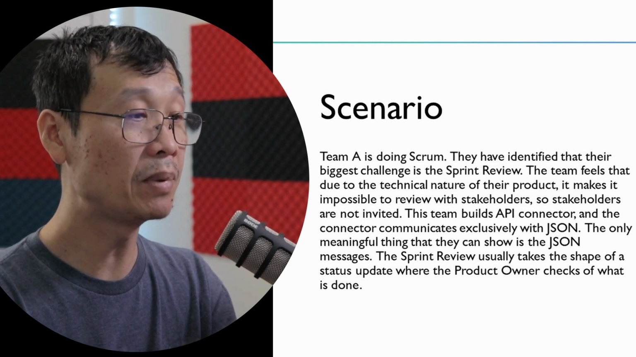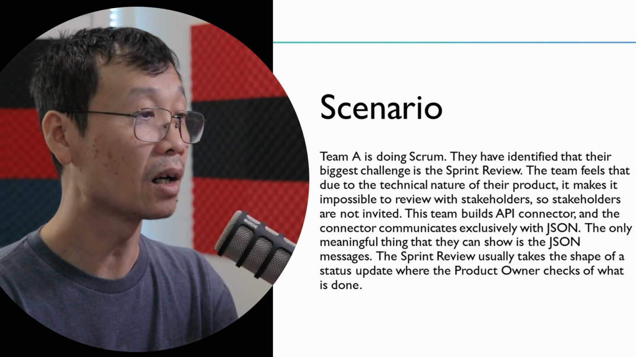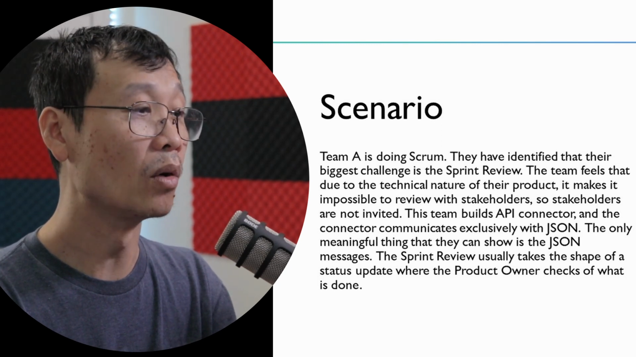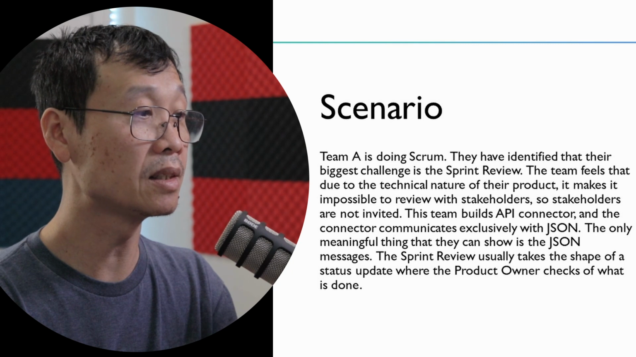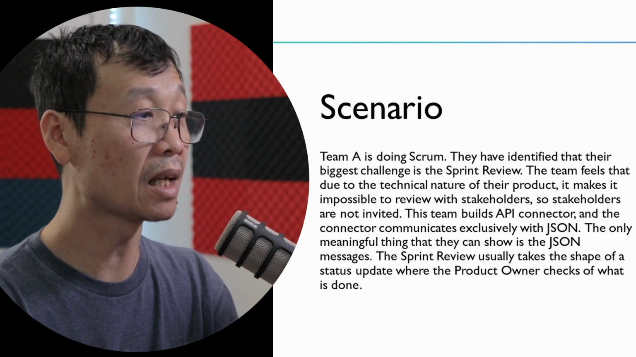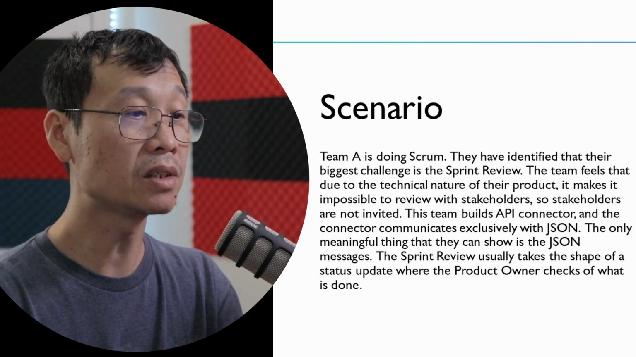This team builds an API connector, and the connector communicates exclusively with JSON. The only meaningful thing that they can show is the JSON messages. The sprint review usually takes the shape of a status update where the product owner checks off what is done. Okay, you can pause here, look at the screen, think about what you see and what you don't see, and put a comment below.